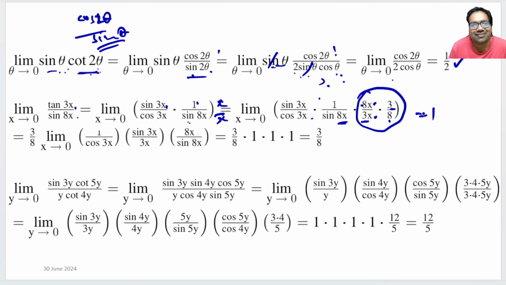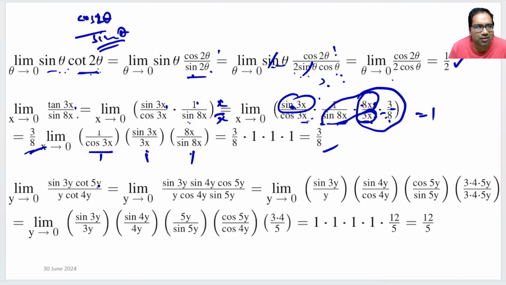Basically, this entire part is equal to 1. We multiplied this expression by 1, but in this format. Why? Because we want to capture this one and this one and this one together. 1 by cos 3x, we are not so much worried. So 1 by cos 3x, then sin 3x by 3x, and 8x by sin 8x, into 3 by 8. This 3 by 8, we have got it outside. So this part is equal to 1, this is 1 and this is 1. So 3 by 8 into 3 ones, which is equal to 3 by 8. We are trying to modify everything to get in the form of sin 3x by 3x.